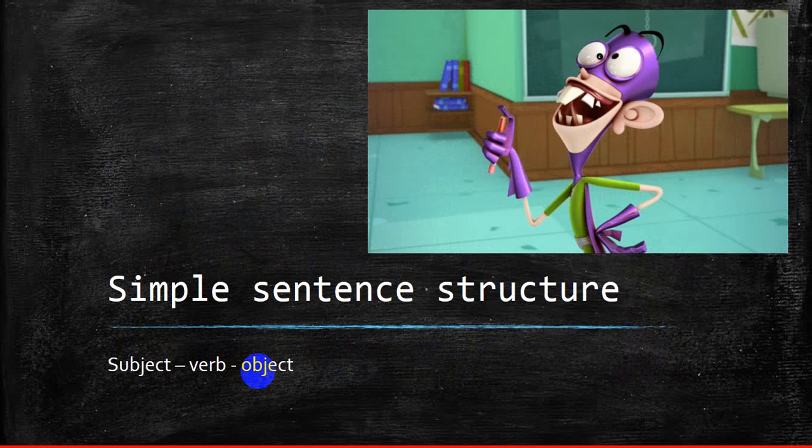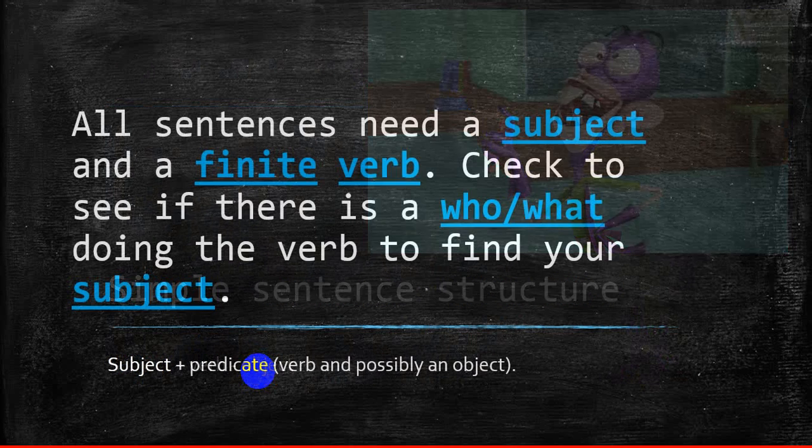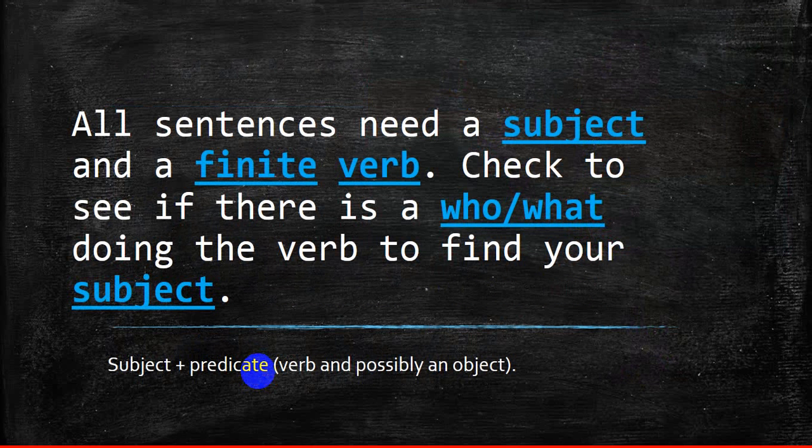Simple sentence structure, or subject-verb-object. All sentences need a subject and a finite verb. Check to see if there is a who or what doing the verb to find your subject. And a sentence can also be broken down as subject and then predicate, which is the rest of the sentence, the verb and possibly an object.